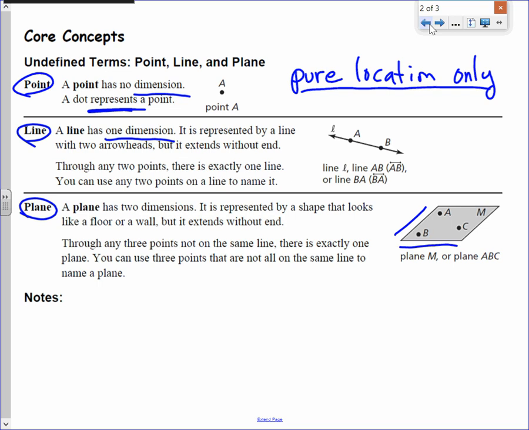The third undefined term is a plane. Look, it has two dimensions, because it's length and width only, just a flat surface. So we go from 0 dimensions, pure location, to 1 dimension, which is just a line, and now 2 dimensions is a flat surface.